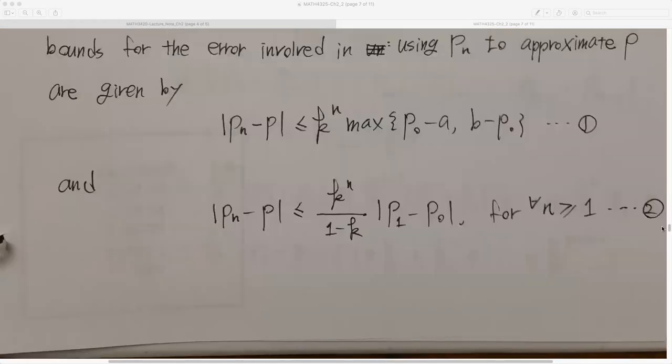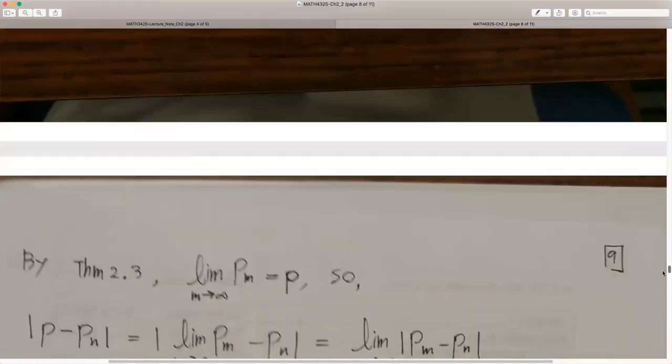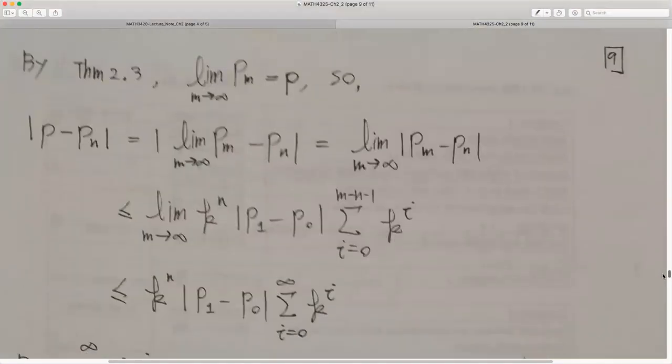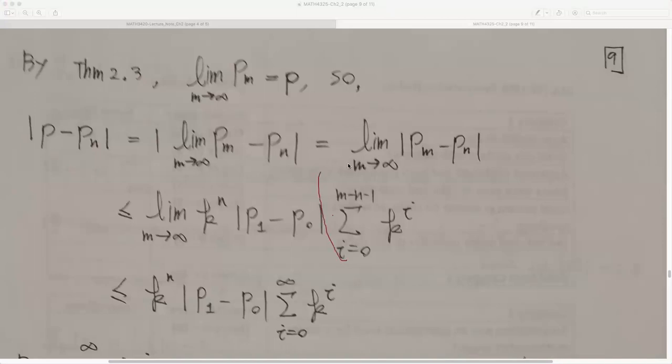So now, next one. Let's see. By theorem 2.3, the limit of P_m equals P. So P minus P_n is equal to the limit of P_m minus P_n, and then we can bring out the limit as n goes to infinity. So that is less than or equal to the limit of k to the nth power times the absolute value of P_1 minus P_0, and then times the sigma right here. The finite sum is called the partial sum, by the way.